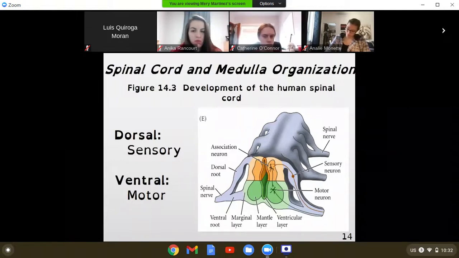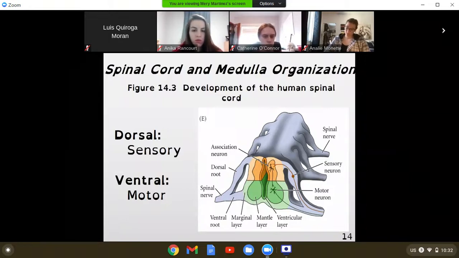So when we do a cross-section of the spinal cord, this is what we have. We have the spinal nerve. This is our dorsal section. This is our ventral portion. The dorsal portion receives inputs from sensory neurons only, while the ventral portion is involved in affecting motor functions. This is the same thing as we saw on Tuesday, right?